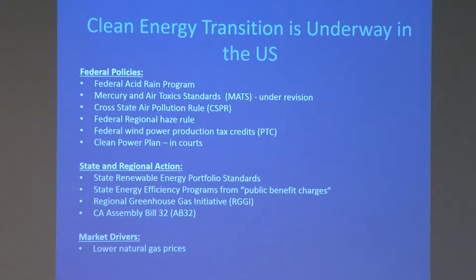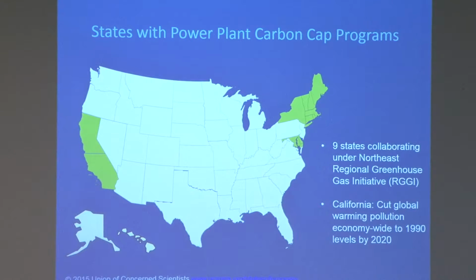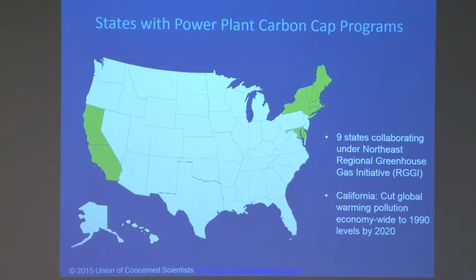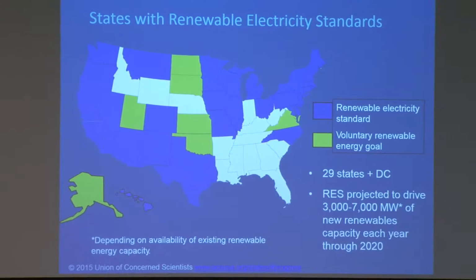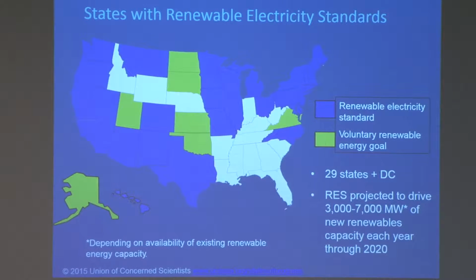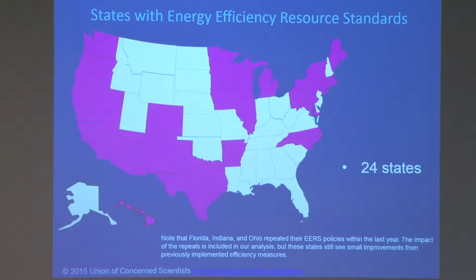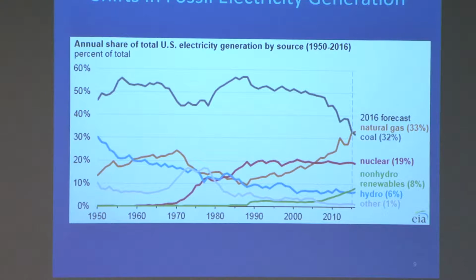But there are also very important state and regional activities, and a big driver is shifts in energy use towards natural gas. As I said, there's lots going on at the state level. There are some states with carbon cap programs, the RGGI states and California. There are a number of states with renewable electricity standards, either standards or voluntary programs, as shown here, although it's not very clear on this slide, but a number of states here in blue have standards. And then states with energy efficiency standards. And if we look across the distribution of energy use, coal is way down, and natural gas and renewables are way up.